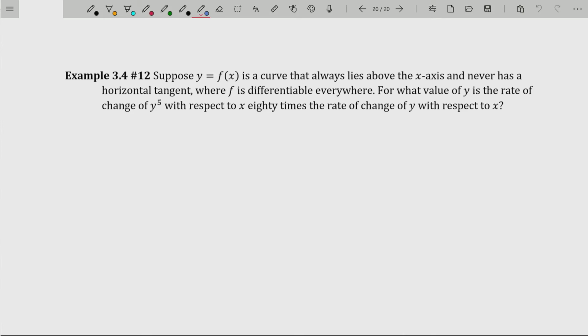But in the meantime, the final example in the synthesis questions is this one. I used to assign this every semester because I love this problem. Suppose that y equals f of x is a curve that always lies above the x-axis. That is, it's always positive, so y is always greater than 0. And never has a horizontal tangent. Well, what does that mean? y prime is not equal to 0. For any x, it's just never 0. Okay. Where f is differentiable everywhere. Okay, or y prime. y is differentiable everywhere, that's fine as well.